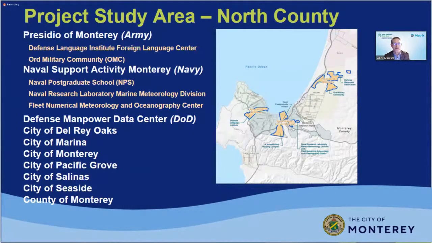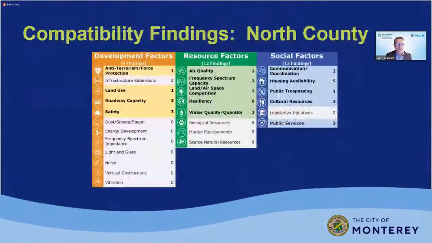As I stated earlier, it's mostly administrative functionalities for the bases in the north. In the south, it is your traditional military training and exercise, go-to-war readiness type of activity sets that often are more obtrusive to surrounding communities than administrative functions like you have with Presidio and the Naval Postgraduate School.